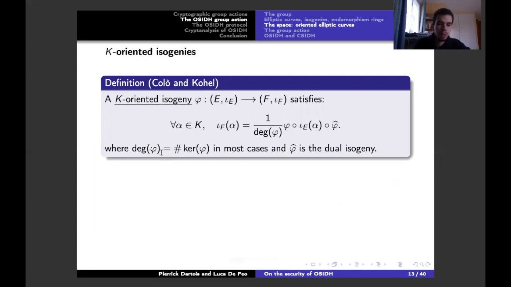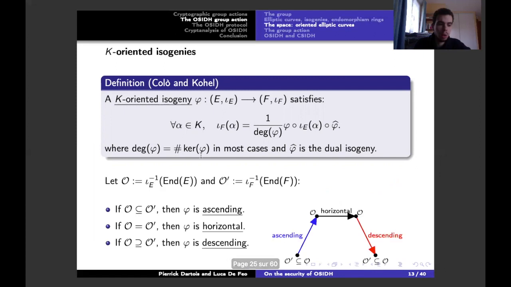The degree appearing in this formula is roughly the cardinality of the kernel. We say that the isogeny is ascending if the order orienting E is smaller than the order orienting F, that it is horizontal if both orders are equal, and that it is descending if the order orienting E is bigger than the order orienting F. We are not always in those cases, except when the isogeny has a prime degree.